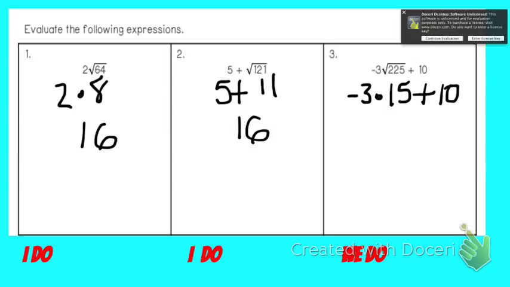So now I'm going to follow my order of operations. And I have to multiply first. So what is the first thing I have to do? Negative 3 times 15, and that gives you what? Negative 45. And I'm going to add that to 10. So negative 45 plus 10. You're going to get a negative 35. And Jacob is right. I'm going to get a negative 35. Okay? Any questions?